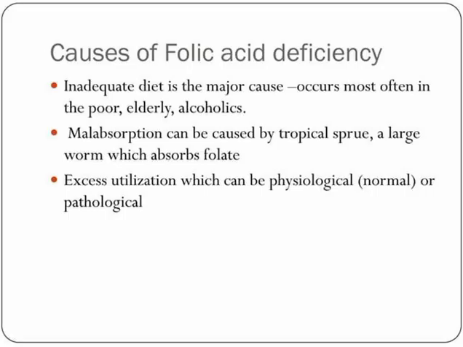And the next will be the alcoholics. Alcoholic people also pay little attention to a nutritionally balanced diet. Next will be malabsorption. Some malabsorption is caused by tropical sprue or tapeworm that absorbs the folic acid. Some of the tapeworms inside the intestines will absorb this vitamin B9, so it may affect the absorption of vitamin B9. Excess utilization, which may be physiological or pathological. Excess utilization by our body will also lead to folic acid deficiency.